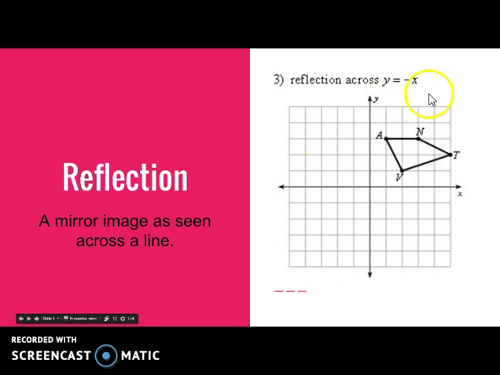Okay. Now you can also reflect across different lines. In this case, they tell you to reflect across the line y equals negative x, which would be this line. And so we're going to move every point exactly opposite according to this line, and that's a little bit trickier to do. And so we're going to look at a rule for how to do that a little bit later.